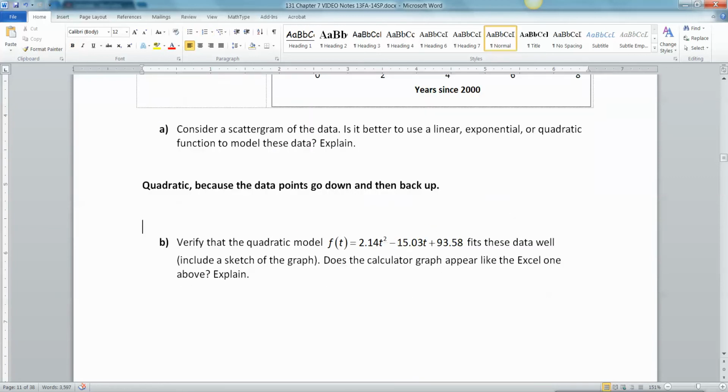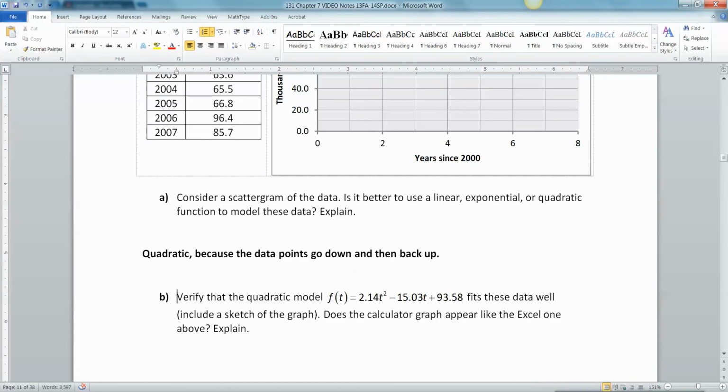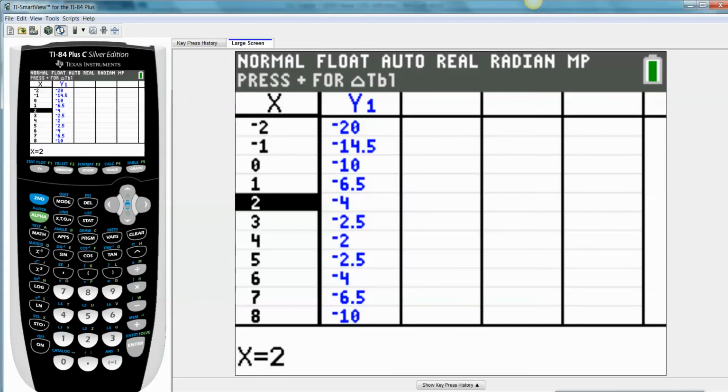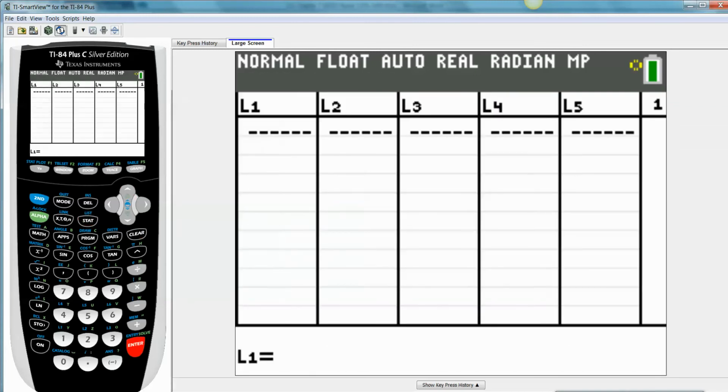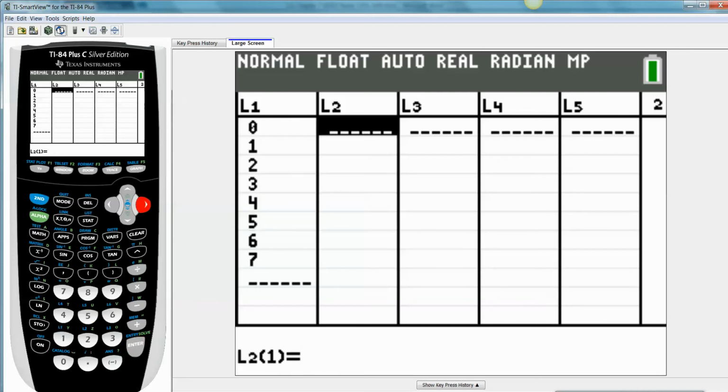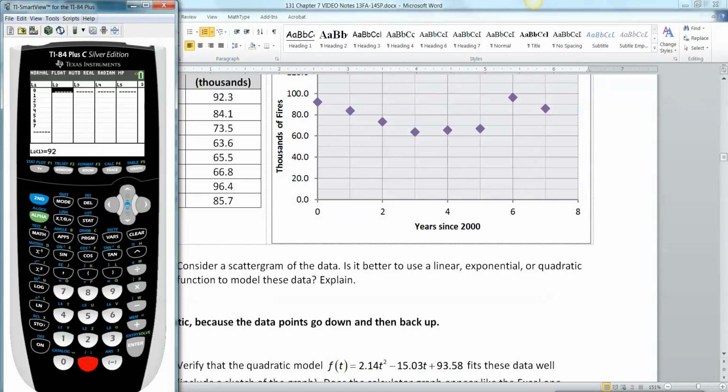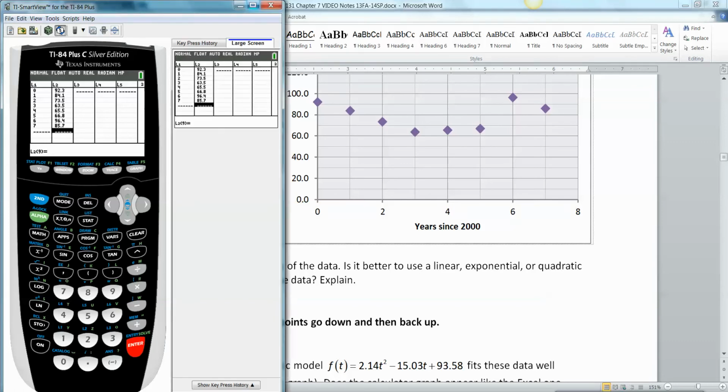All right, so now we're going to verify that the model fits these data well. So let me go to my calculator. I'm going to go to Stat, Edit. I'm going to clear out my old data. I'm going to type in my new 0, 1, 2, 3, 4, 7. Those are the years. And then go over here, and I don't remember what these were. So let me make this smaller so I can see. 92.3, 84.1. All right, there they are. So we've got those in there.